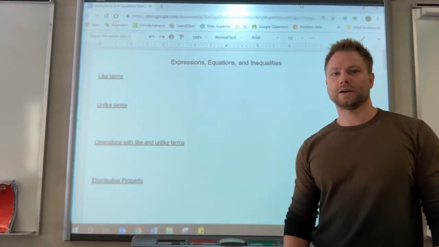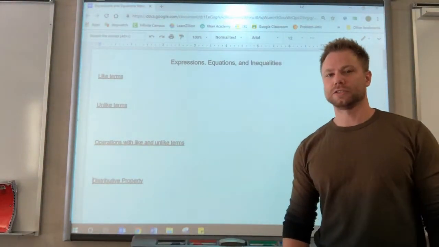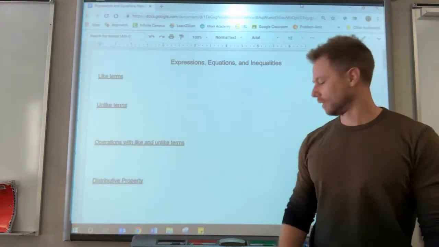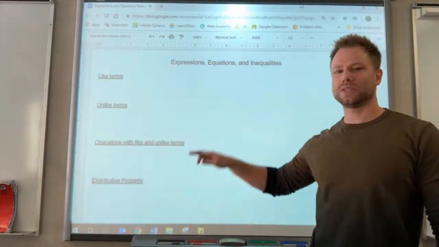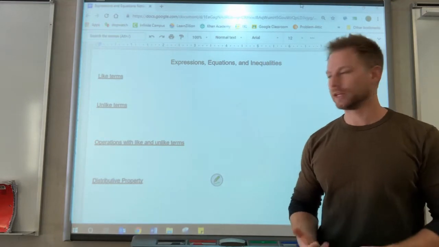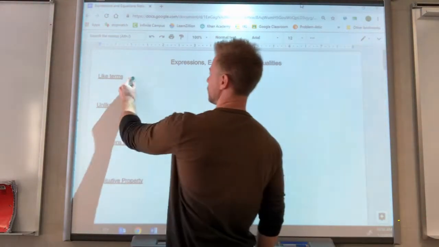Hey, 7th graders, we are starting expressions, equations, and inequalities. The next unit, we have a couple terms that we need to look at before we start that unit. So the first one is like terms.